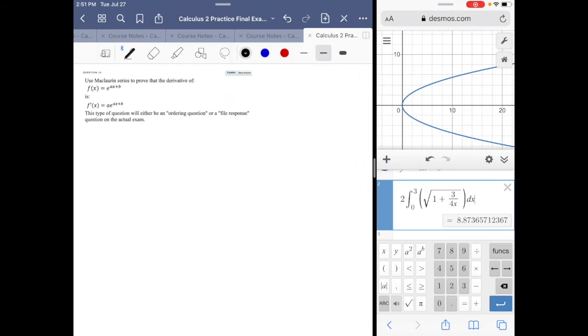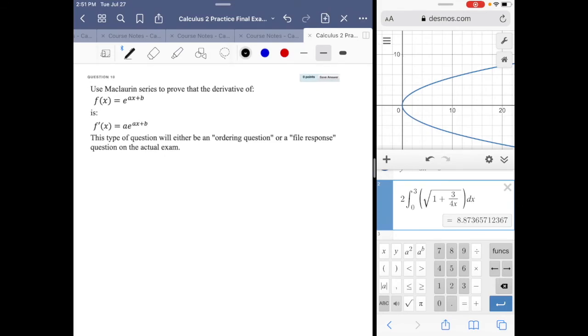So then number 10 is asking us to use the Maclaurin to prove that the derivative of this is that. So it's the same general idea, except we're using a different function and we're doing something else with it. So it's the same but different. So we'll start off with f of x, e to the ax plus b, f prime, a e to the ax plus b, double prime, a squared e to the ax plus b.